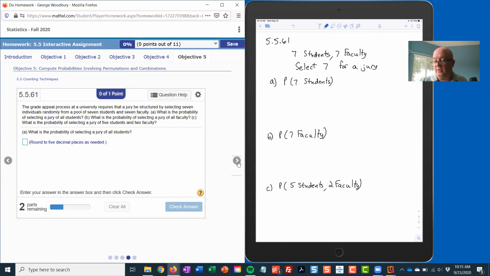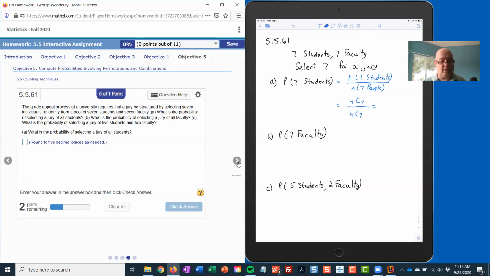The probability for 7 students being selected is the number of ways for 7 students to be selected divided by the number of ways for 7 people to be selected. For selecting 7 of the 7 students, that is 7C7. We're picking 7 students out of 7, and the order of selection doesn't matter here because the first person selected is on the jury and the second person is also on the jury. For the denominator, we're picking 7 out of 14, so that's 14C7.